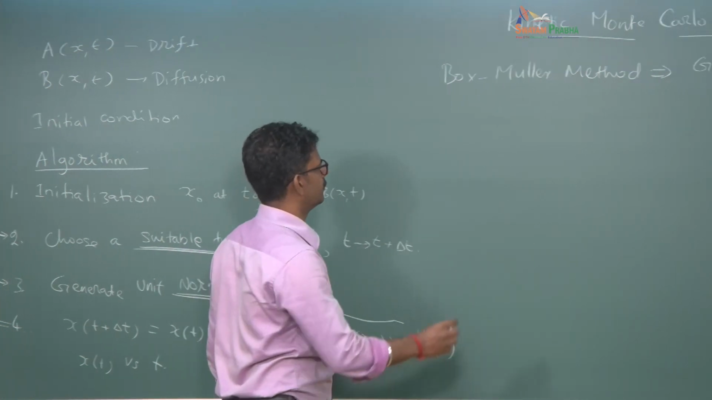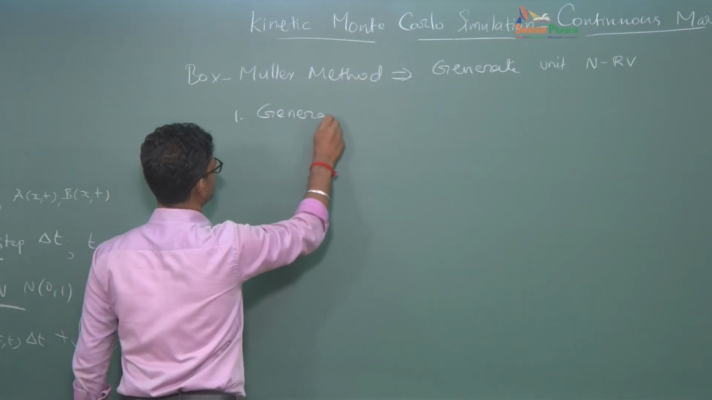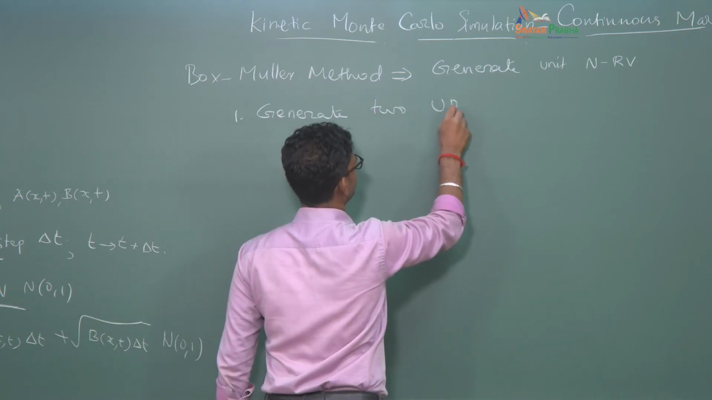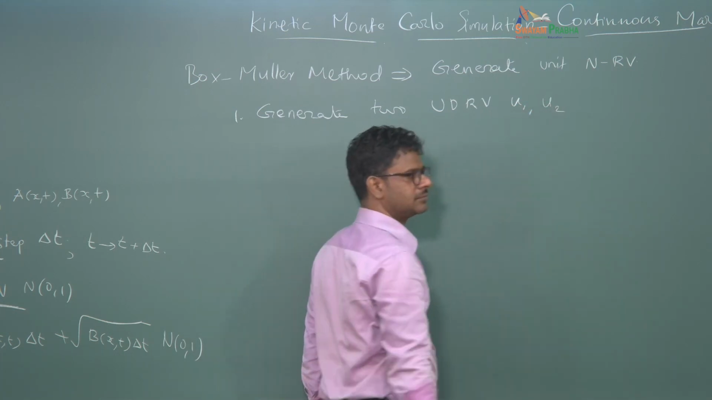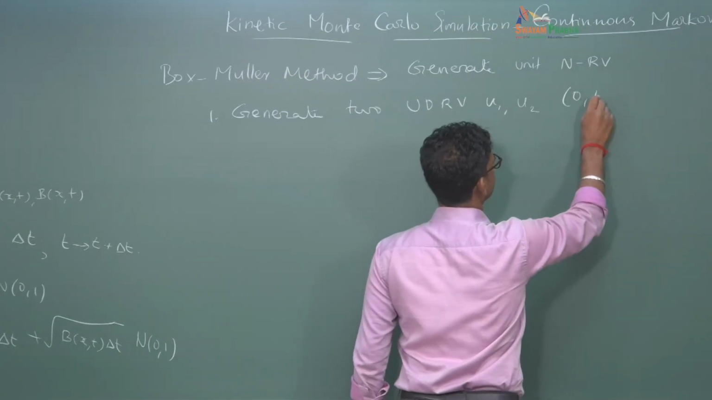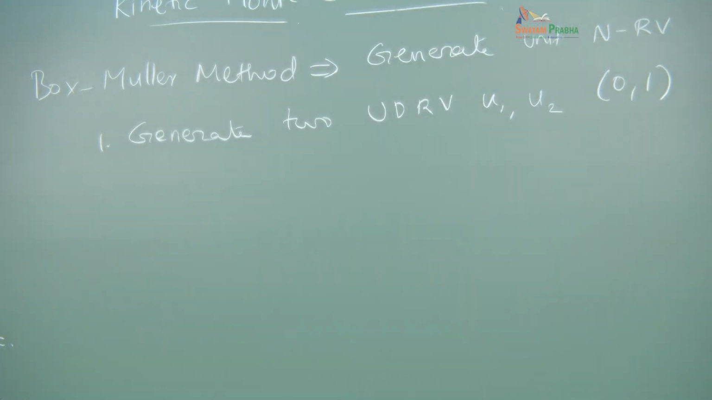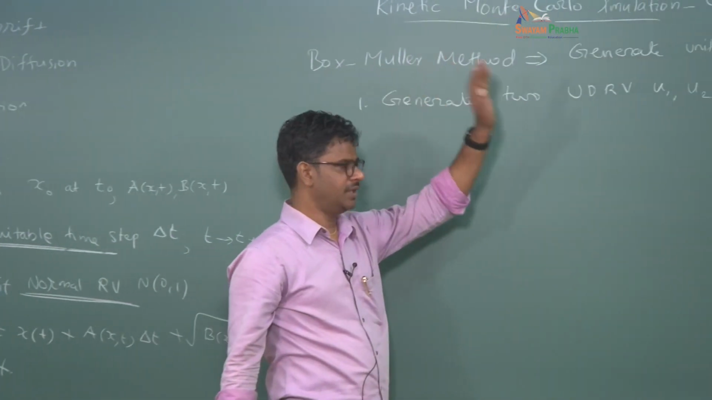So here what we do first is we will generate two uniformly distributed random variables, u1 and u2. So u1 and u2 are uniformly distributed random numbers in the limit 0 to 1. To generate these, you can use the congruential methods, mixed congruential method, multiplicative methods, etc. Again, we saw those things in the very beginning of the course.